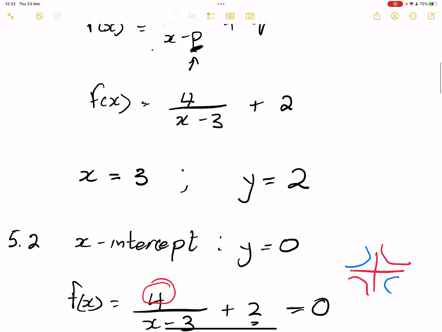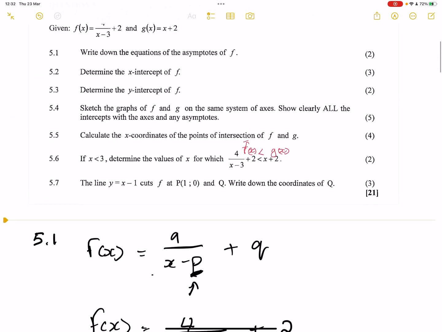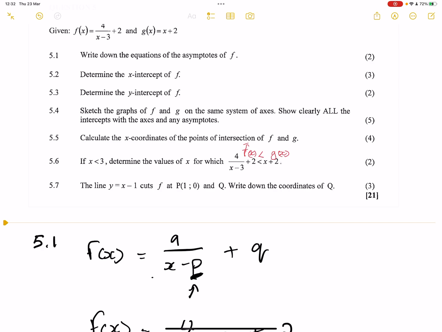Right, so ladies and gents, that is how this question goes. I hope that you were able to understand it, right? We will continue looking at functions as we go along.